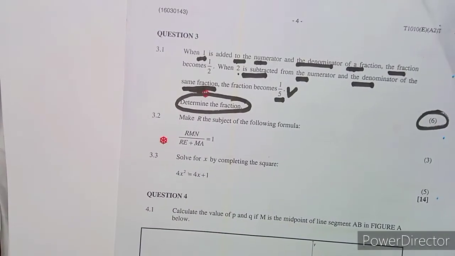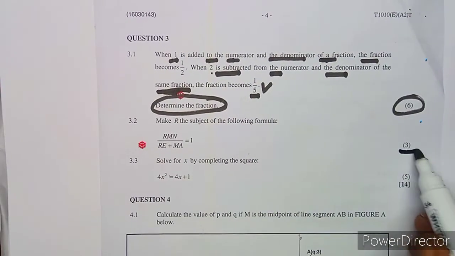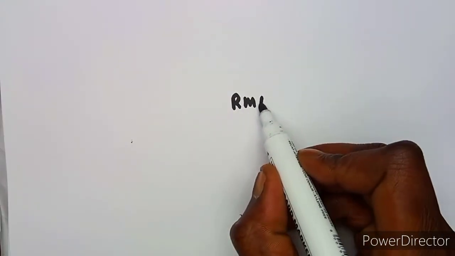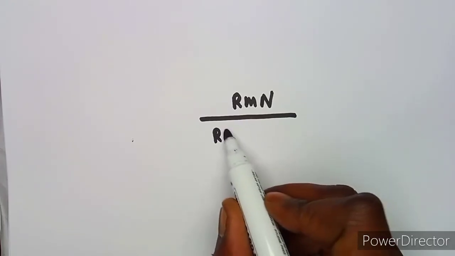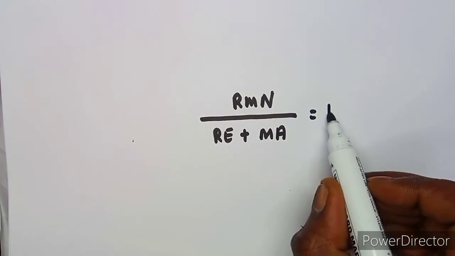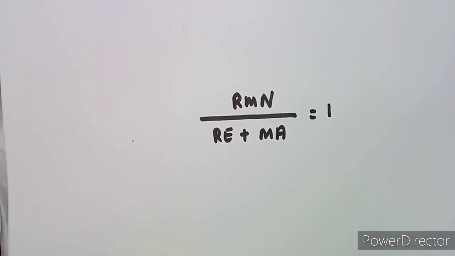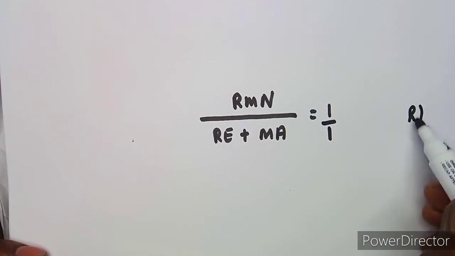Okay, make R to be the subject of the formula on 3.2, and this is actually 3 marks. That's Rmn everything over Re plus Ma, which is equal to 1. So we want to make R to be the subject there. So what are we supposed to do? Let's see, guys, the type of fraction. We have been given a fraction, and we also want to make R the subject.